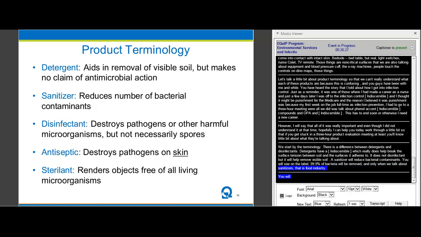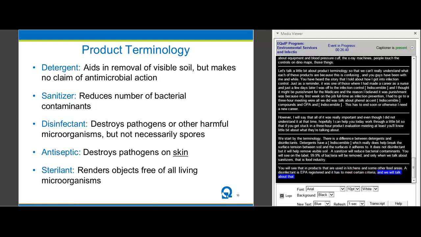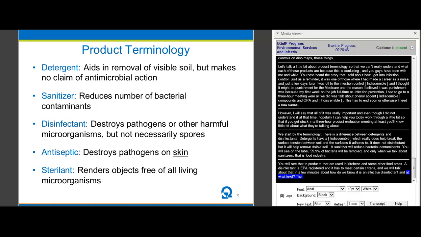A disinfectant, though, is EPA registered, and it has to meet certain criteria. And we're going to talk a little bit about that in a few minutes, about how do we know it's an effective disinfectant and at what level. And the definition of a disinfectant is something that destroys the pathogens, but not necessarily spores. It's antimicrobial in a lot of ways, but not necessarily kills the spores.